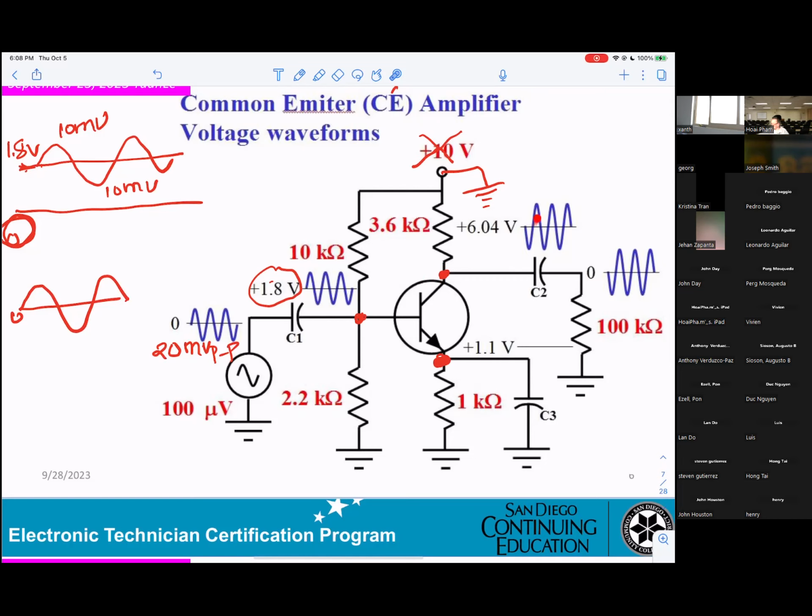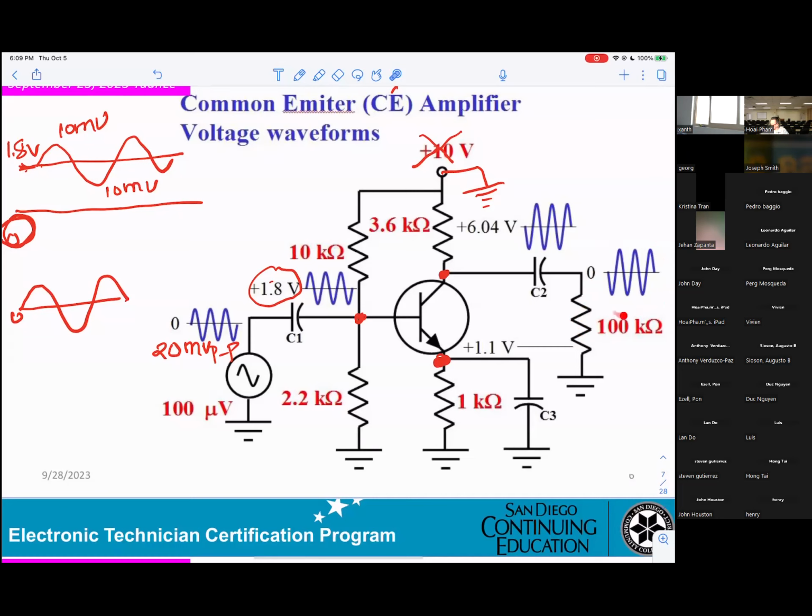This is your signal, your voice. You can see it is the opposite of the input. The 0 goes up. However, at the point C, you get 6.04 volt. This is your signal. However, this goes to the speaker right here, the load. You can see this signal.